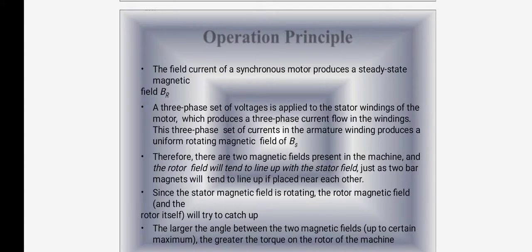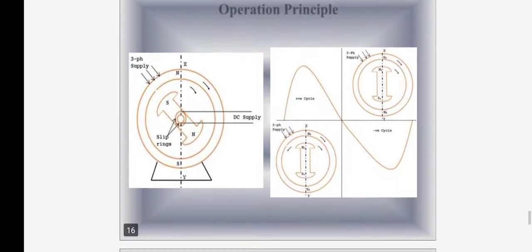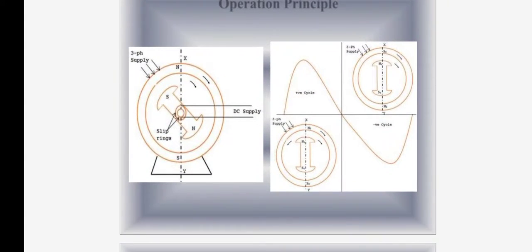Since the stator magnetic field is rotating, the rotor magnetic field and the rotor itself will try to catch up. The larger the angle between the two magnetic fields, up to a certain maximum level, the greater the torque on the rotor of the machine. So this is the corresponding operation of the synchronous motor.